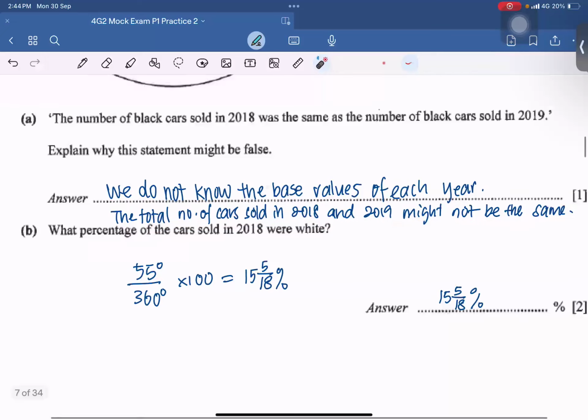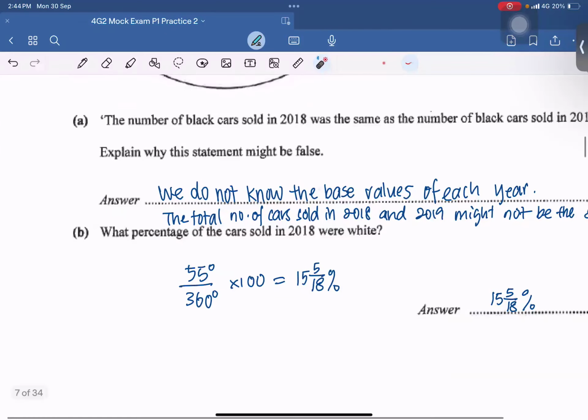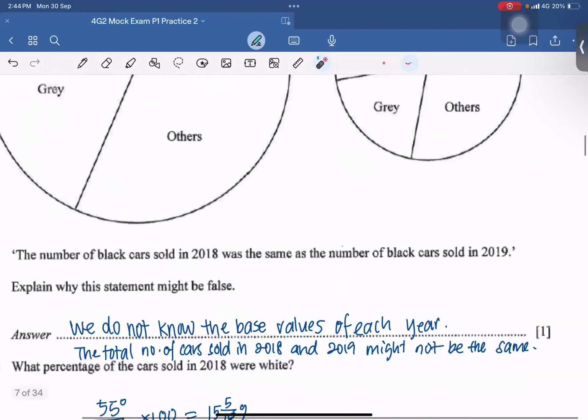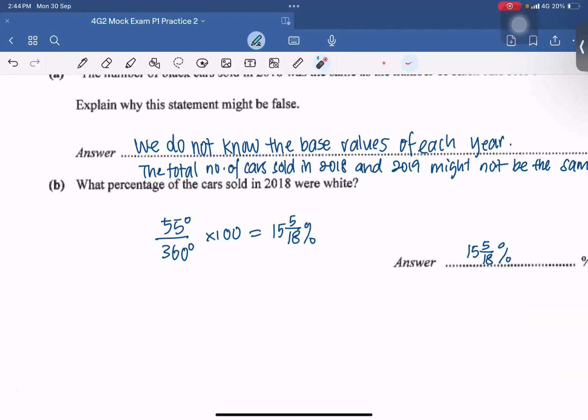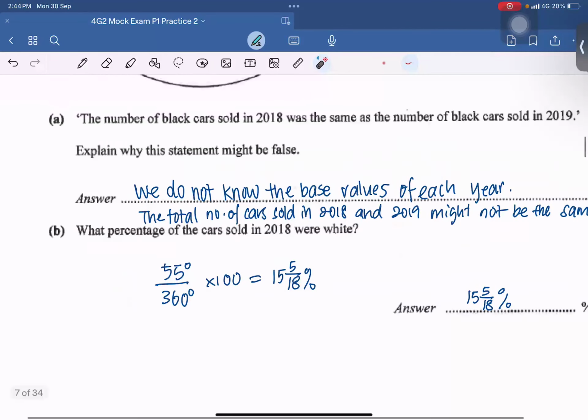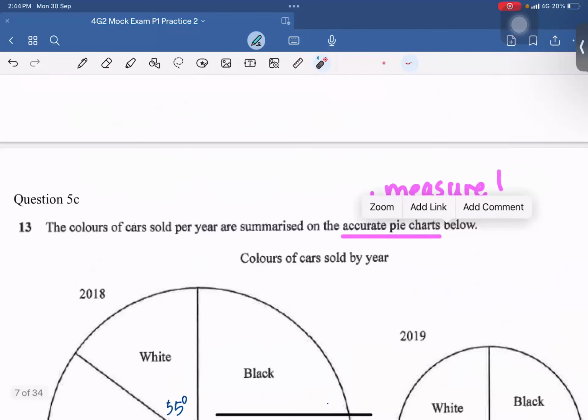Okay, next question. What percentage? Now they never give you any numbers over here, and yet they ask you to calculate percentage. Then let me bring your attention to one of the keywords in this question. What is the keyword here? Accurate. Yes. What does the word accurate tell me to do? Use projector.